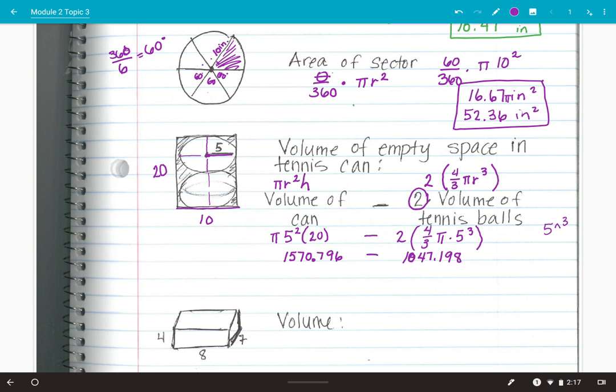So, and then I'm going to subtract them. So 1570.796 minus 1047.198. I'm just doing it as I'm doing it. So our total volume, empty space, whoops, forgot a number in between, 523.598, which is also going to be similar to 523.6. So if you had to round it, I'm fine with that. Either one, as long as you got it.